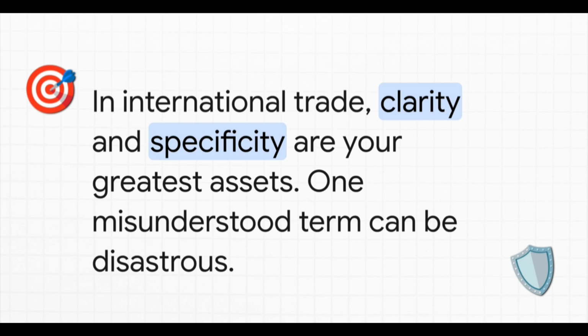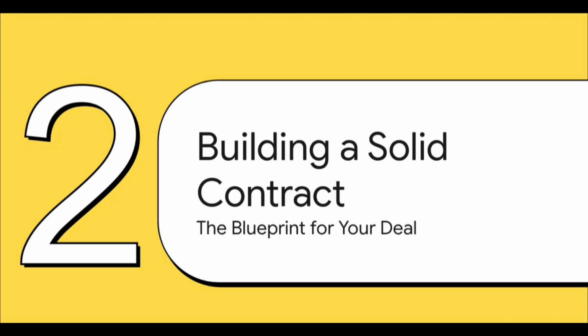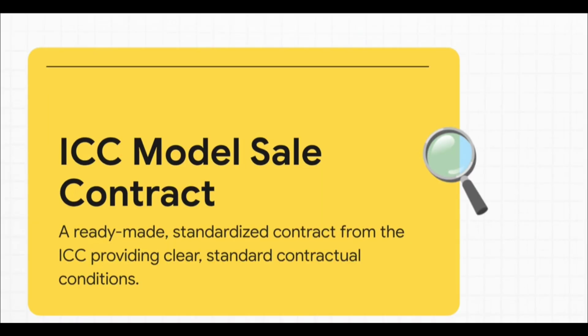So let's start with the biggest shield in your arsenal. Your contract. It is the foundation for absolutely everything. It's the blueprint for the entire deal. But trying to write a global contract from scratch can be insanely expensive and take forever. The good news is, you don't have to. Meet your new best friend, the ICC Model International Sale Contract. It's a fantastic tool from the International Chamber of Commerce.